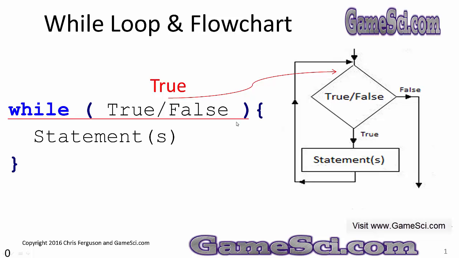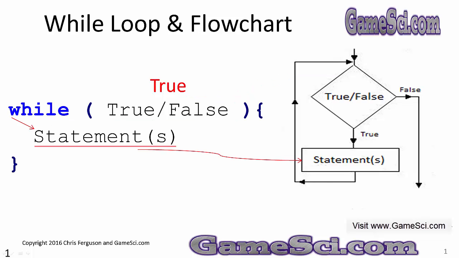While this true-false statement is true, I want to execute this code. With a true statement, it's going to come in and execute this block of code. Again, the arrow shows you where the flowchart went. It came in here. The statement was true. So I followed this path and I'm now executing this block of statements.